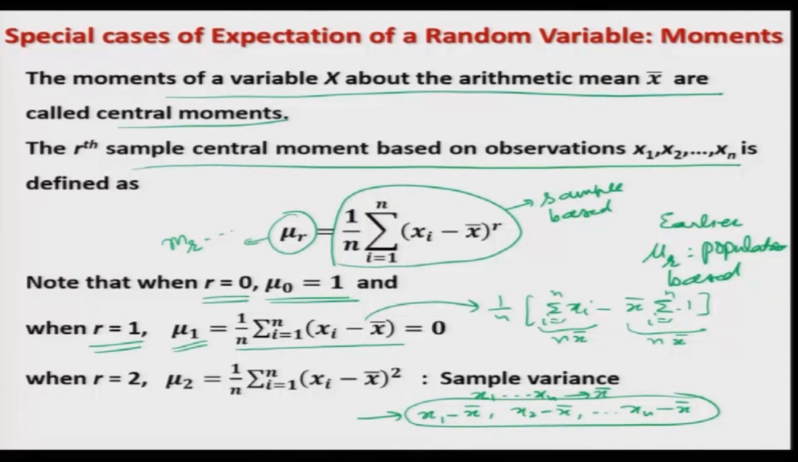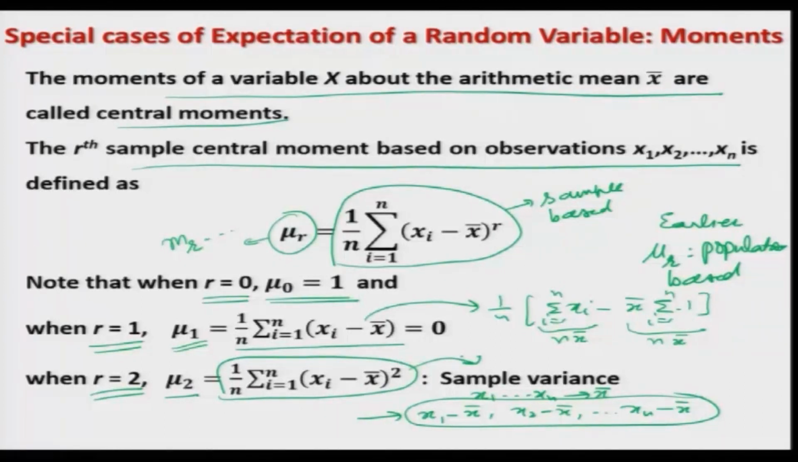Whenever we want to make the mean of a certain variable 0, we always subtract the mean from the values of the random variable, right. And remember one thing, mu 1 is always equal to 0, whereas mu 1 prime is actually the sample mean, the sample arithmetic mean. Whereas if you take r equal to 2, then this mu 2 will become simply 1 upon n summation i goes from 1 to n of xi minus x bar whole square, which is the sample variance.